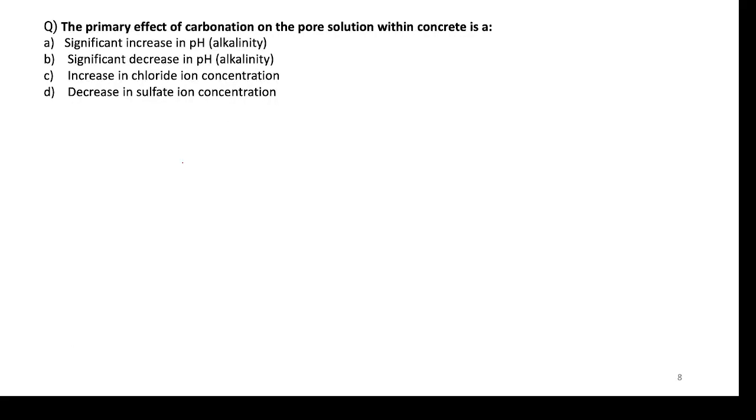Let's see the next question on carbonation. The primary effect of carbonation on pore solution within the concrete is. So now we have just seen what the carbonation is and the reaction with the carbon dioxide, which leads to formation of calcium carbonate in the concrete. So now what is it leading to in the pore solution of concrete? Option A is significant increase in the pH alkalinity. B, significant decrease in the pH alkalinity. C, increase in chloride ion concentration. D, decrease in sulfate ion concentration.